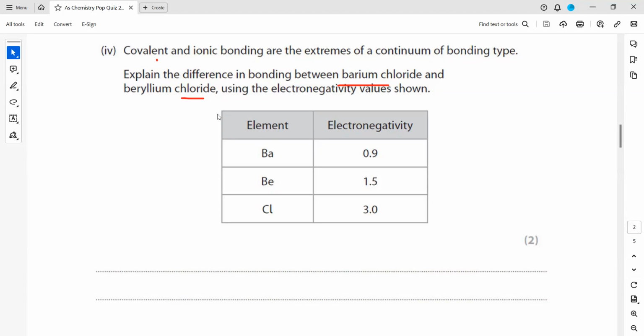So both of them have a metal and a non-metal. When we talk about barium and chlorine, barium is 0.9 and chlorine is 3. So the electronegativity difference is 2.1.